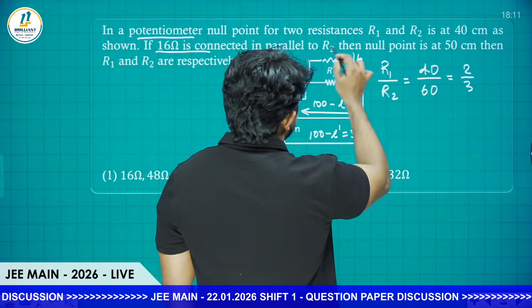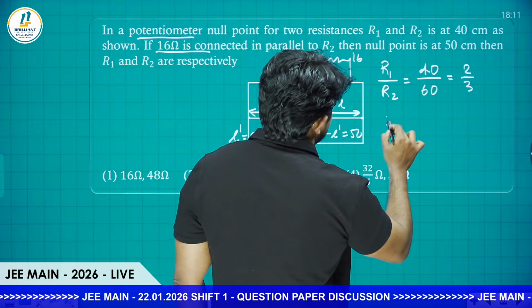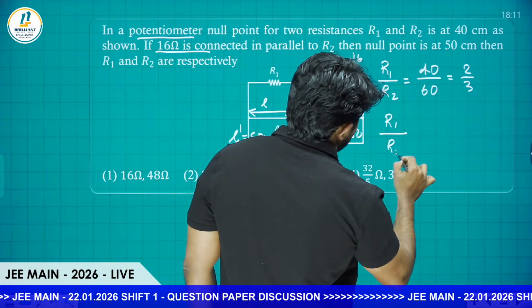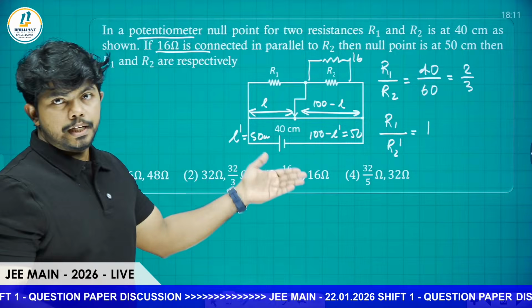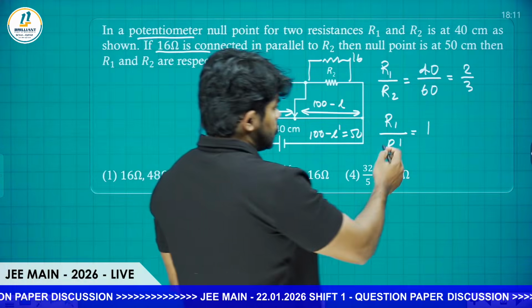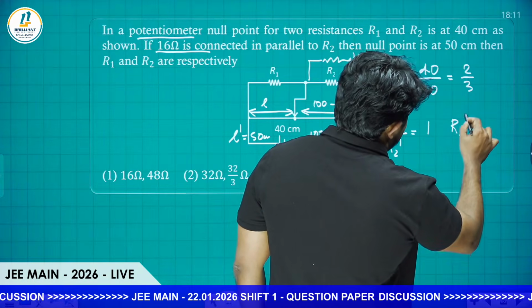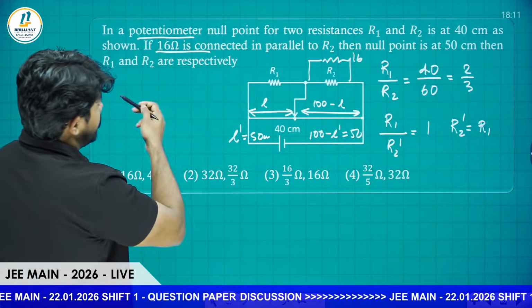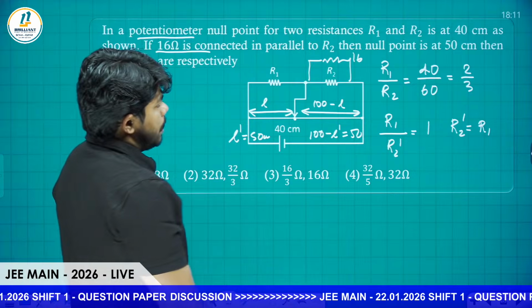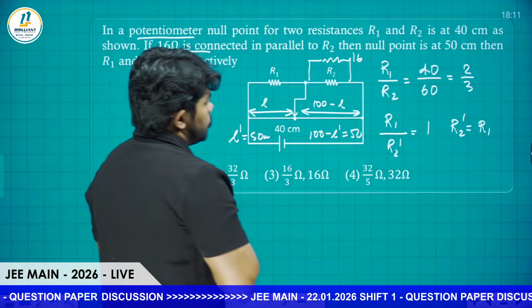We can write the effective resistance, I am going to change, like R1 by R2 dash is equal to nothing but 1, because 50 by 50 is 1. Okay, so we can write R2 dash is nothing but R1. We need to find the values of R1 and R2. So how do we now find R2 dash?